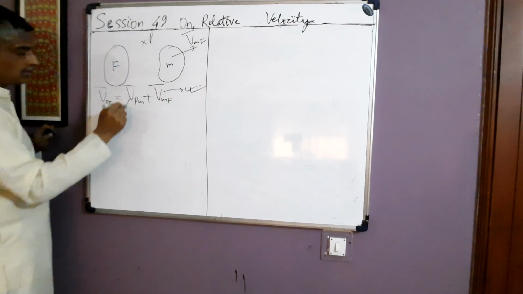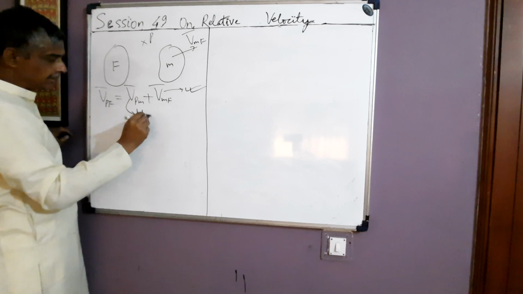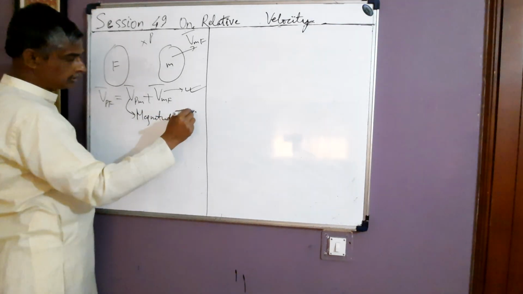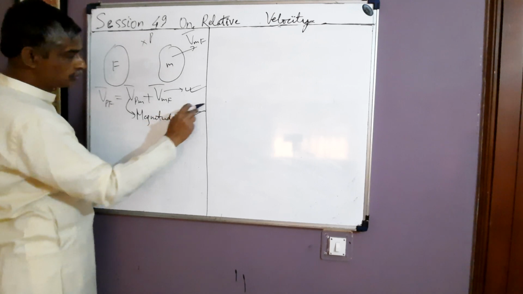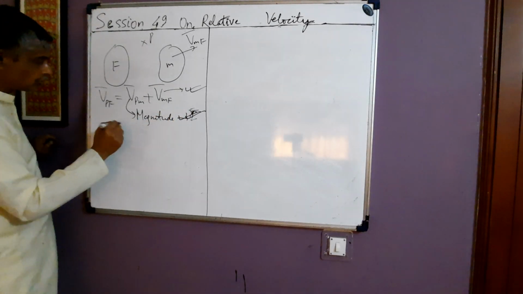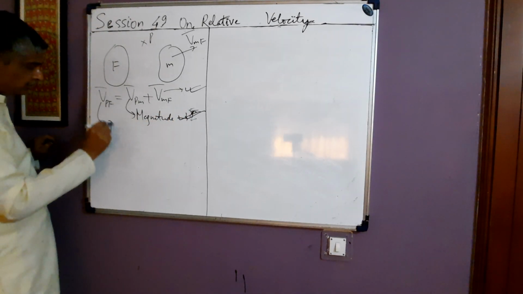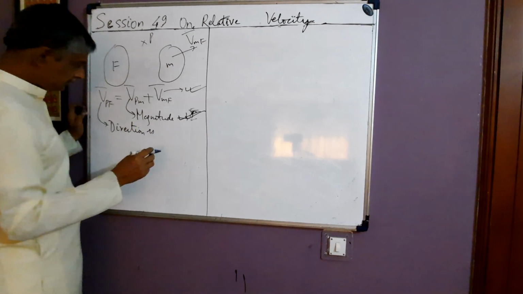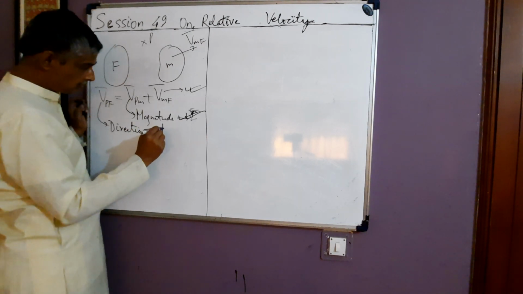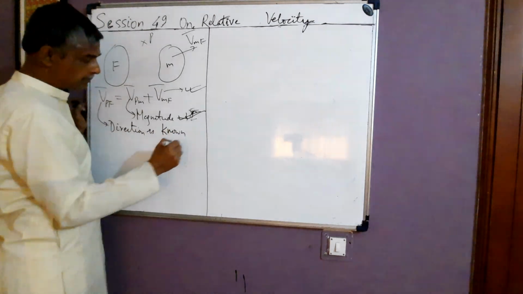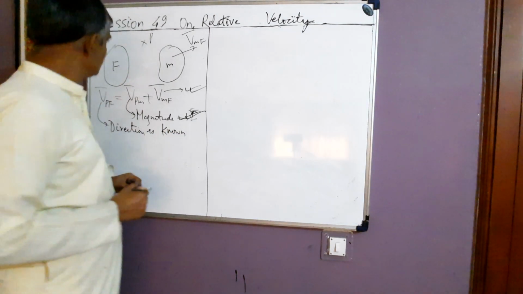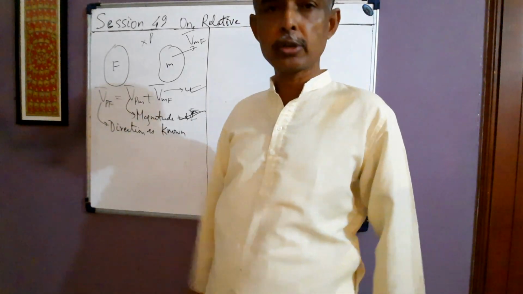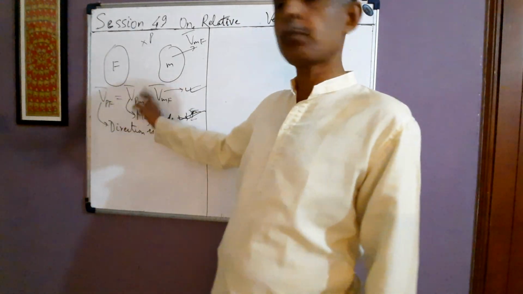VPM only magnitude is known, not its direction. Magnitude is known and given, but its direction is unknown. And VPF direction is known, but magnitude is unknown. Okay. So in this problem, mainly we have to find the magnitude of VPF. If we find VPF, then this problem will be solved.